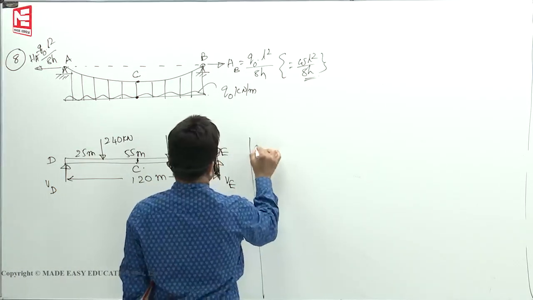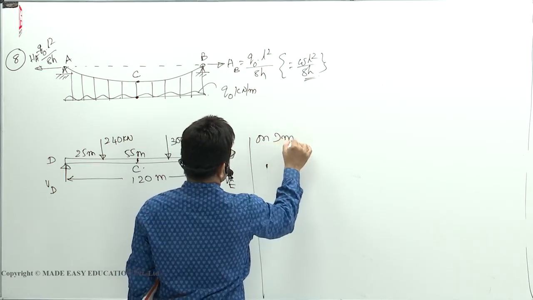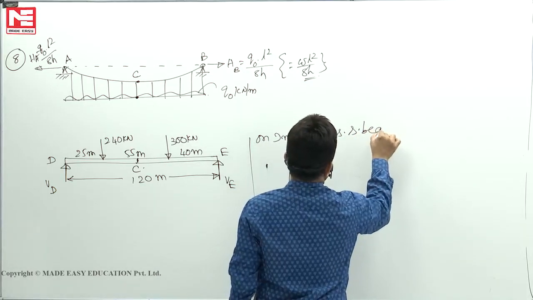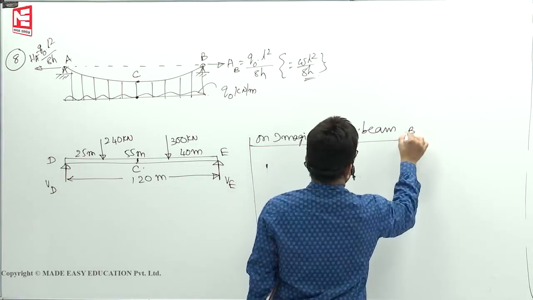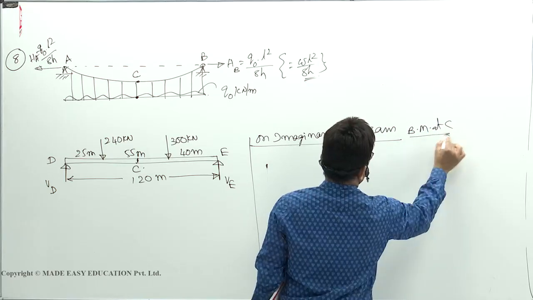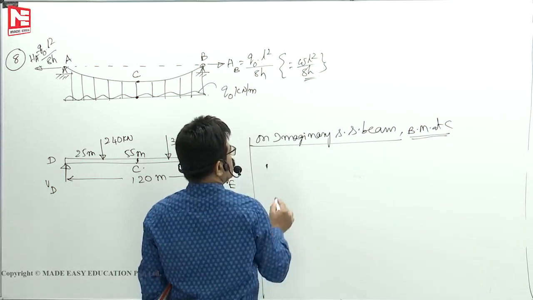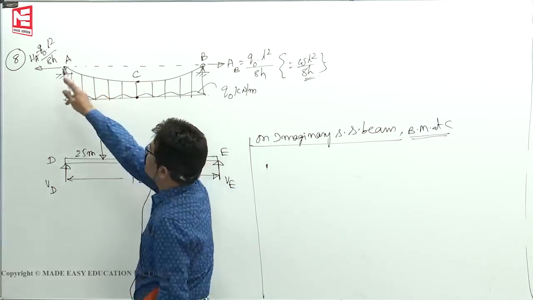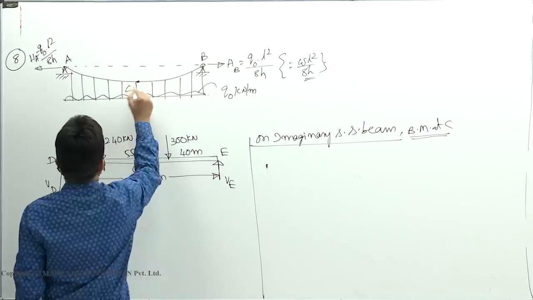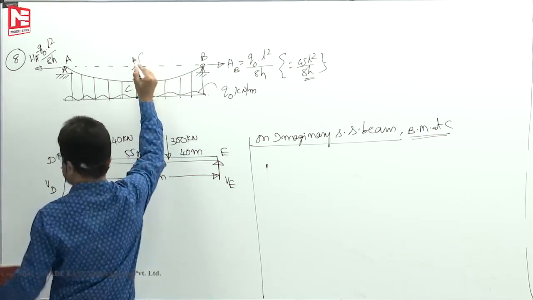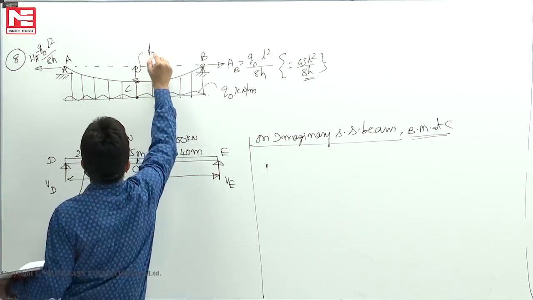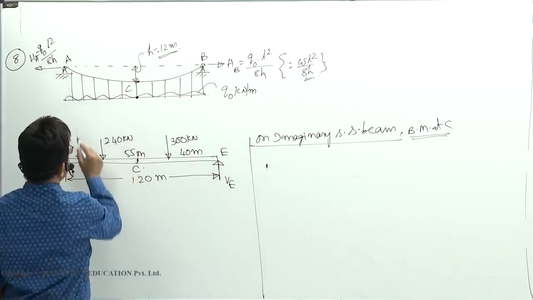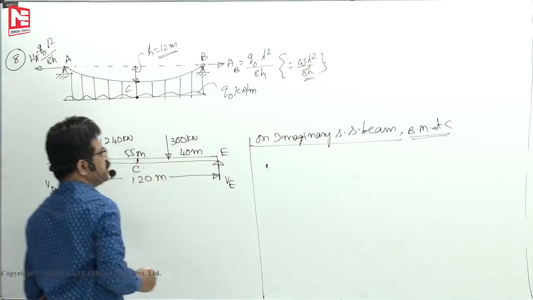Bending moment on the imaginary simply supported beam, bending moment at C. This is the aim. The same bending moment should develop here, and that bending moment HA into this distance should balance. This value is 12 meters. Now let us see. This is Q naught we have taken. These two also should produce the same thing.